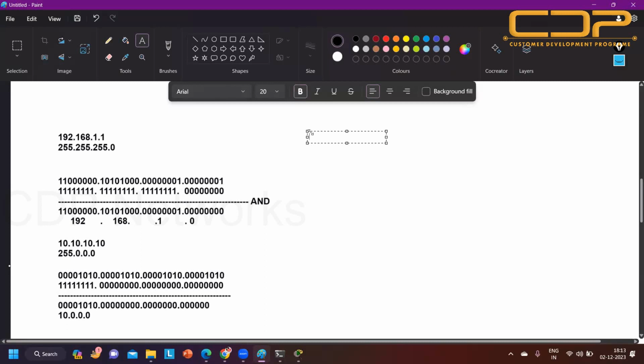We have 8 network bits for class A. But out of these 8 bits, we already reserve 1 bit for dividing it into classes. So the total number of free network bits in class A is 7. That means we can design 2 power 7 networks from class A.